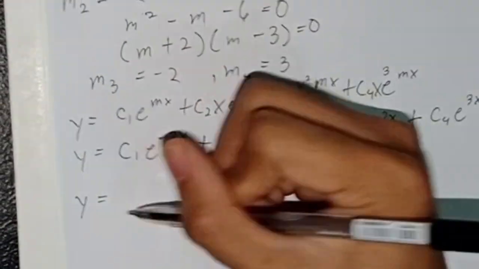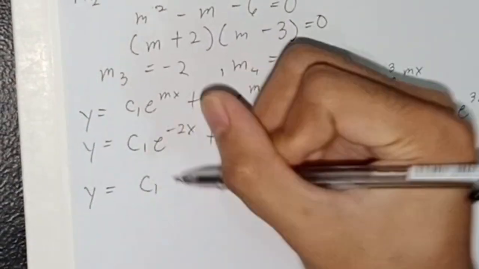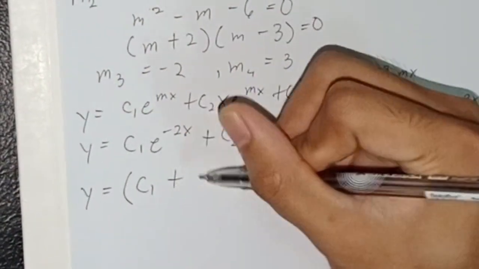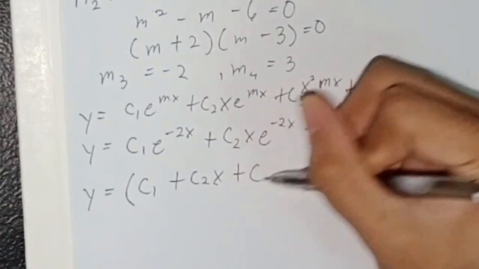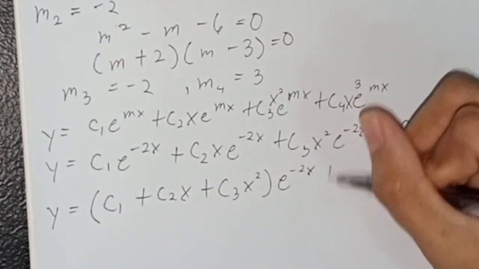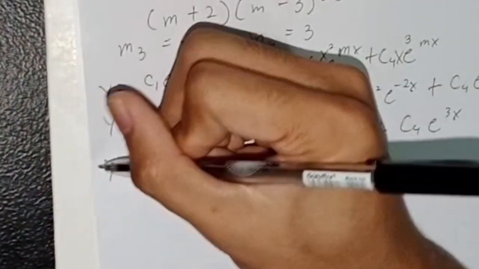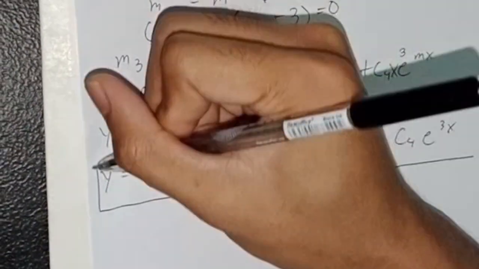Simplifying this, y is equal to, we will factor out the e raised to negative 2x: quantity c sub 1 plus c sub 2 x plus c sub 3 x squared multiplied by e raised to negative 2x, plus c sub 4 e raised to 3x. So this is our final answer.